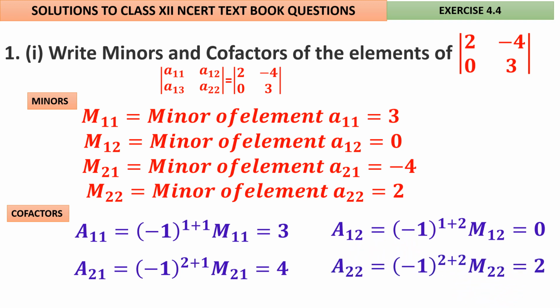A22, it is once again positive, therefore you get 2. Therefore, the cofactors are 3, 0, 4 and 2.